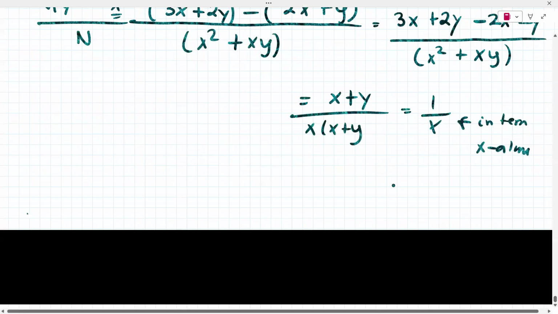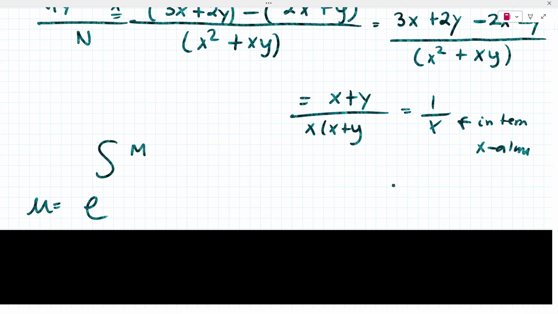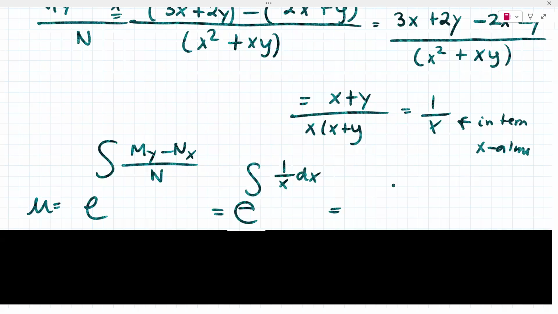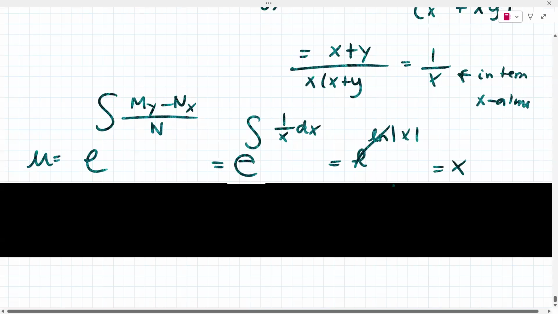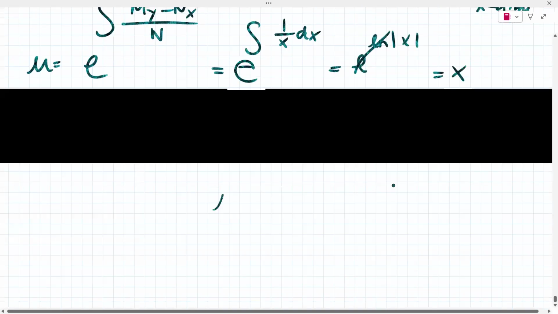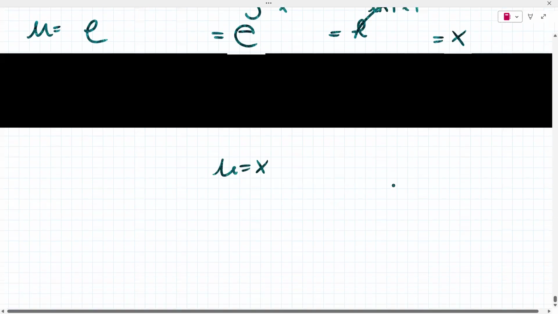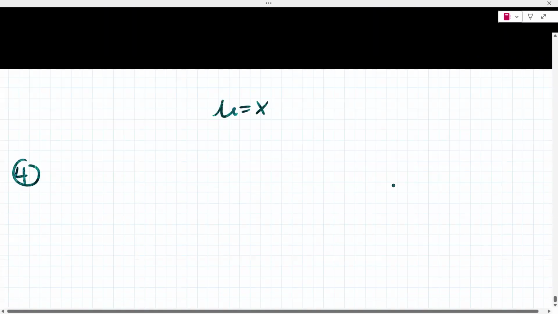So now what you would do is find your mu, which is e to the integral of M of y minus N of x all over N. So that's going to be e to the integral of 1 over x dx. And we know the integration of 1 over x is ln of x, so it's e to the ln of absolute value of x. So the e and the ln cancel, so you're just left with x. So your mu is x. Okay, then what you would do is multiply everything by mu.